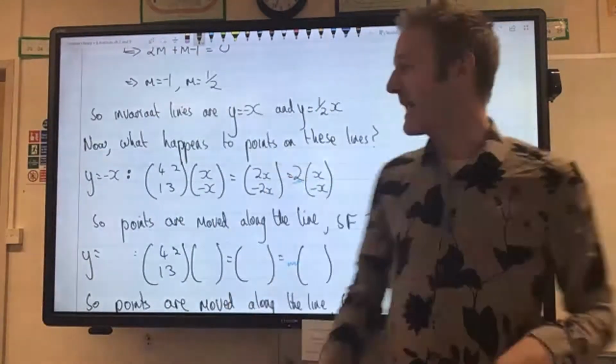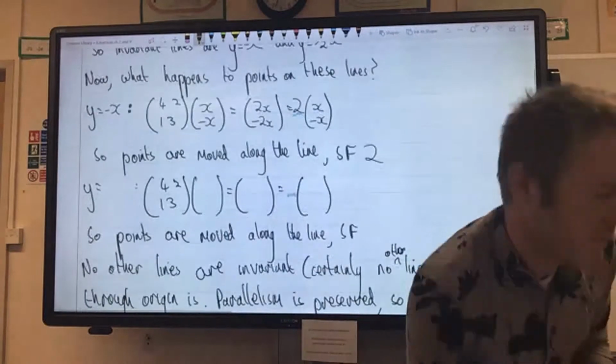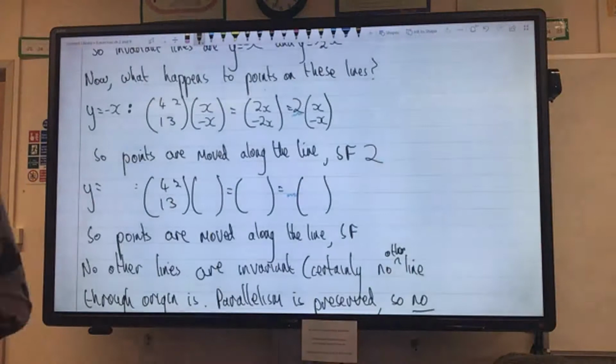If you could do a similar analysis, please, for the second one, the line y equals half x, see what happens to those points, please.